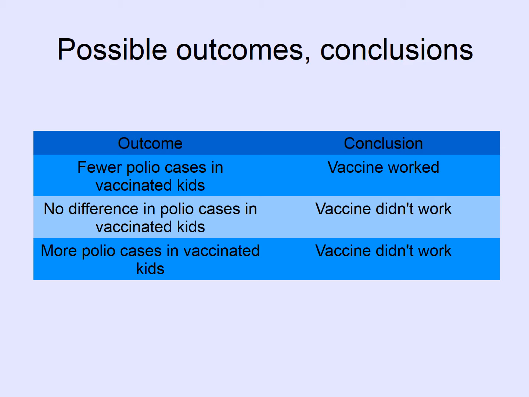When we come up with a research question and we're designing our experimental design and thinking about our hypothesis, we really want to think about what are these possible outcomes I might be looking for, because what would support my hypothesis and what wouldn't, right? The only way I would have support for my hypothesis is if fewer polio cases occur in kids that receive the vaccination. If I see no difference between vaccinated and unvaccinated kids, or more polio cases in vaccinated versus unvaccinated, then that is not going to support my hypothesis.